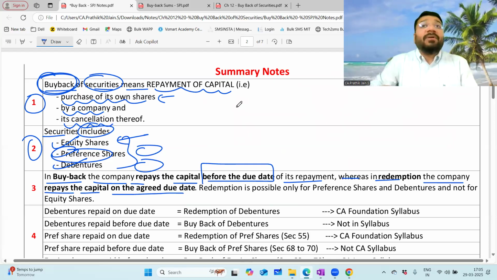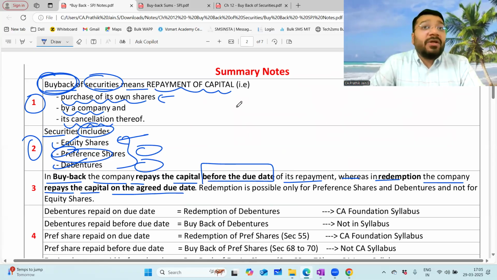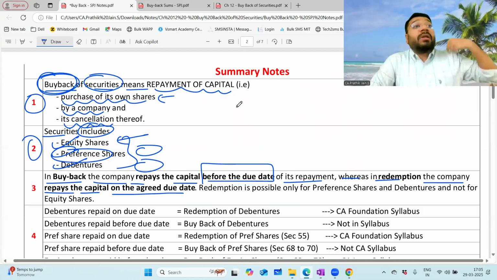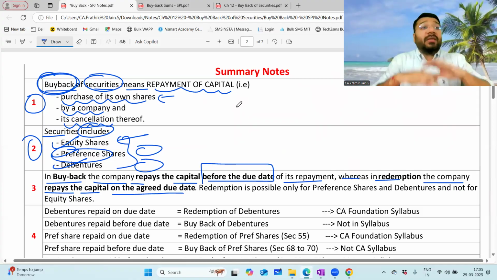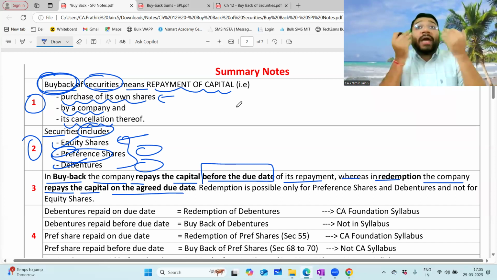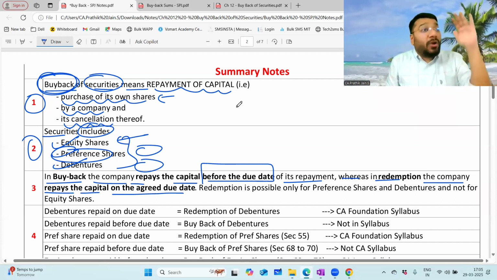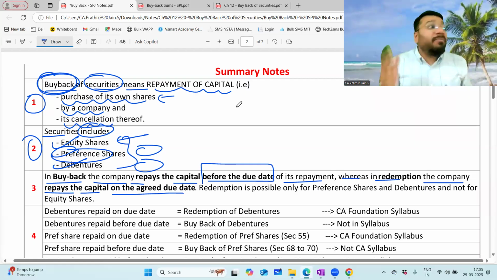All of you know that preference shares are redeemable preference shares, which means when you are issuing the preference share, you should tell the preference shareholder on which date you're going to repay the money back, after how many years. So on that agreed due date, if you repay that money back, that process is called redemption of preference share. But sometimes the company has surplus money left over, and they don't know what to do. They think, why should I keep that money with me? Better I call my preference shareholder, get the certificate from them, tear the certificate and give the money back.